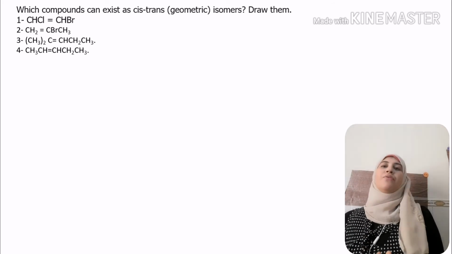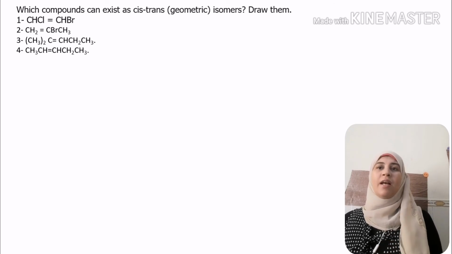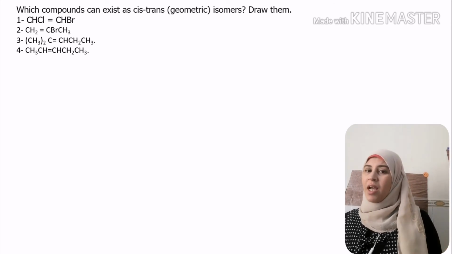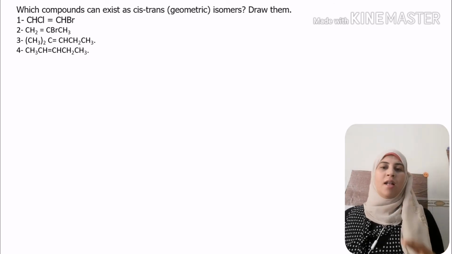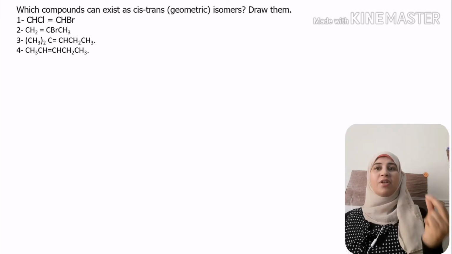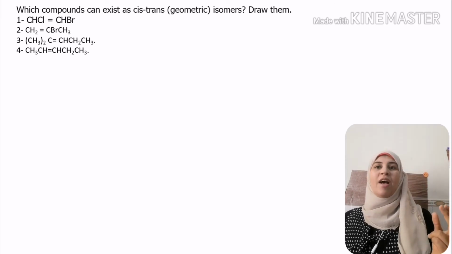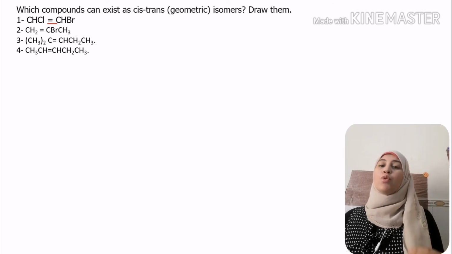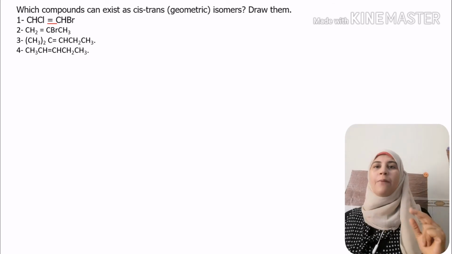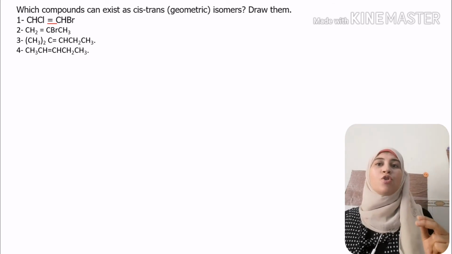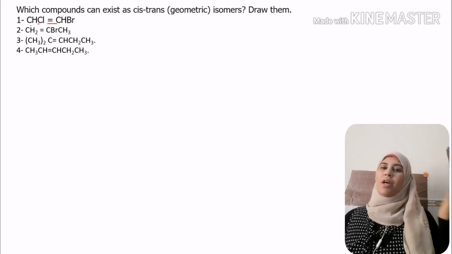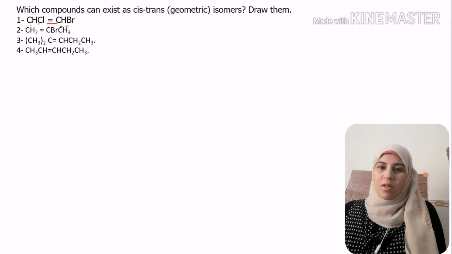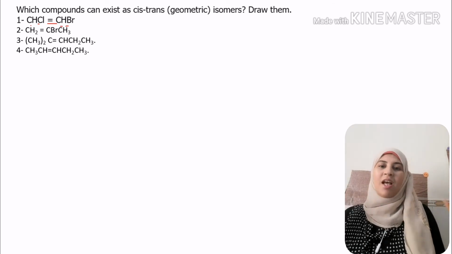Okay? In the first compound we have CHCl double bond CHBr. Do you expect we have geometrical isomerism or not? Let's look for the two rules. The first rule, we have restricted rotation, we have a double bond. The second rule, each carbon atom is attached to two non-identical groups. We have a carbon atom attached to hydrogen and chlorine, and the other one attached to hydrogen and bromine. So, of course, we have cis and trans isomerism.